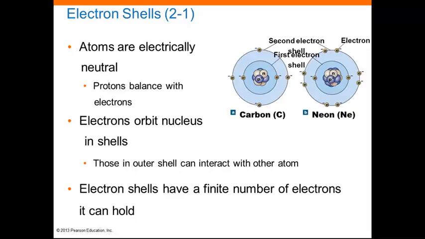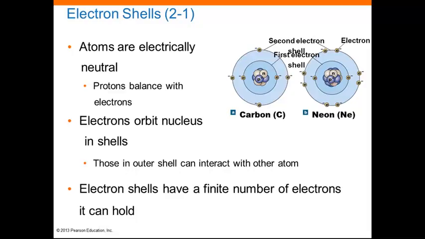So it's the electrons in their outermost shell that can interact with other atoms then. Shells have a finite number of possible electrons that they can hold. An atom with an outer shell that is said to be filled is very stable or inert. And an atom with an outer shell that's not filled is going to be much more reactive with other atoms.